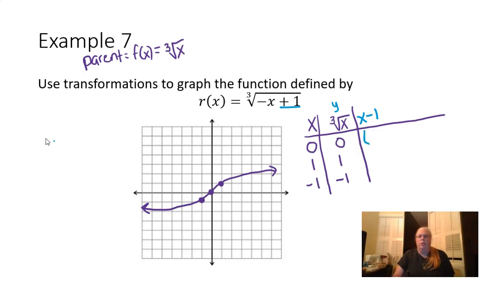All right. So 0 minus 1 is negative 1, and I get to keep that other 0 for my y. Positive 1 minus 1, this is going to be 0, and I get to keep the 1. And then negative 1 minus 1 is going to be negative 2, and I get to keep that negative 1 right there.